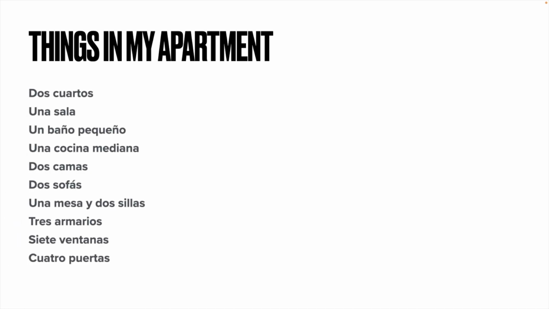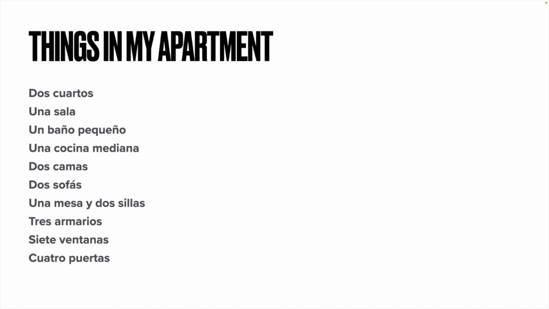So here are some things in my apartment. So, en mi apartamento hay 2 cuartos. En mi apartamento hay una sala. En mi apartamento hay un baño pequeño. En mi apartamento hay una cocina mediana. En mi apartamento hay 2 camas. En mi apartamento hay 2 sofás.